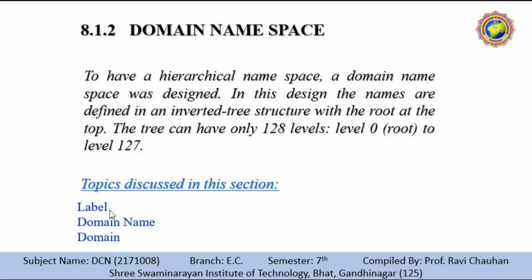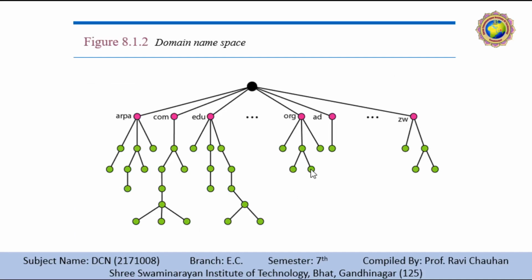The following points to be discussed in this section are label, domain name, and domain. First, label. Each node in the tree has a label, which is a string with a maximum of 63 characters. The root label is a null string or empty string. Over here there is no string. The DNS requires that the children of nodes that branch from the same node have different labels, which guarantees the uniqueness of domain names. So these are labels.